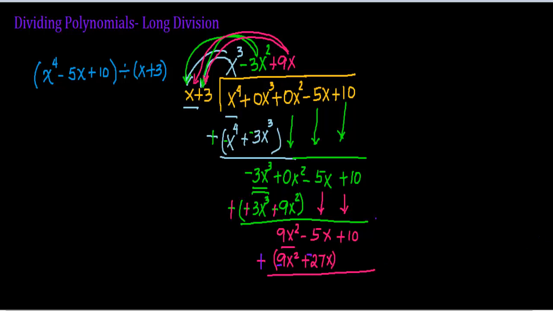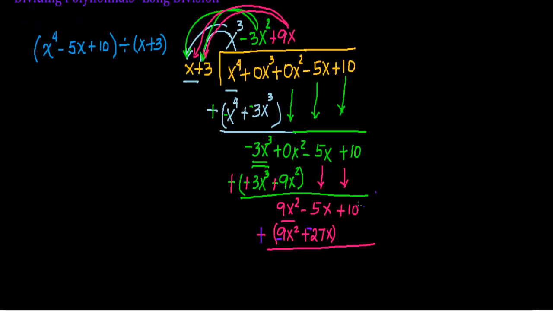Now we subtract. Let me bring this down a little bit. This becomes 0, negative 5x plus negative 27x. That makes a total of negative 32x. And bring down the 10. And again, this exponent is now equal to this exponent. It's still not less than the exponent in the first term of the divisor. So that means I can continue to divide.